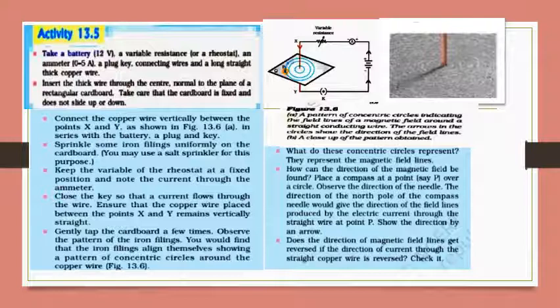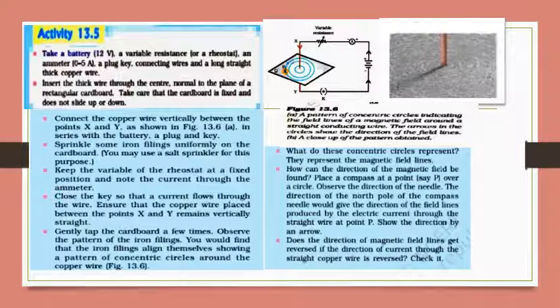Now gently tap the cardboard for a few seconds. Observe the pattern of the iron filings. You would find the iron filings align themselves, showing a pattern of concentric circles around the copper wire. You can see the second figure. A pattern of concentric circles indicating the field lines of a magnetic field around a straight conducting wire. The arrows in the circles show the direction of the field lines, and a close up of the pattern obtained is here in the second figure.